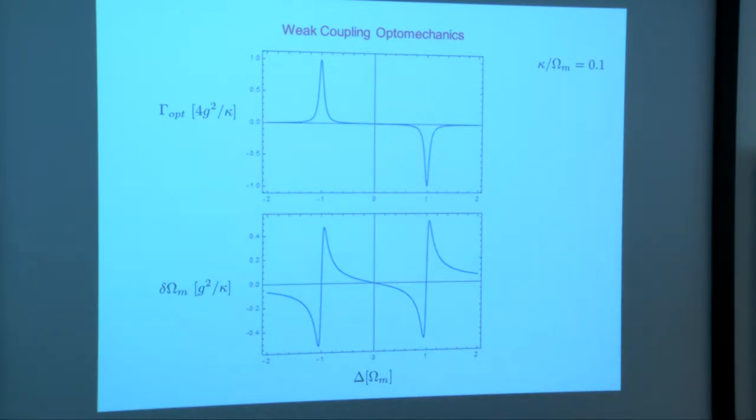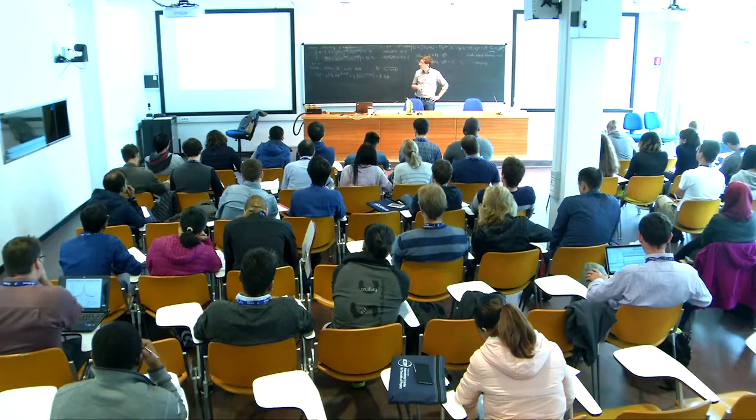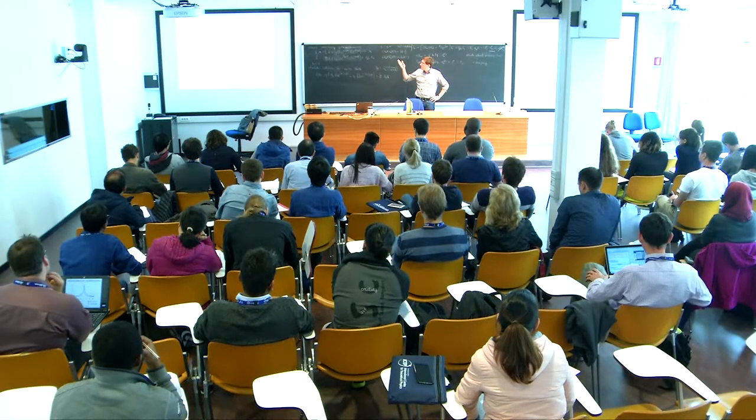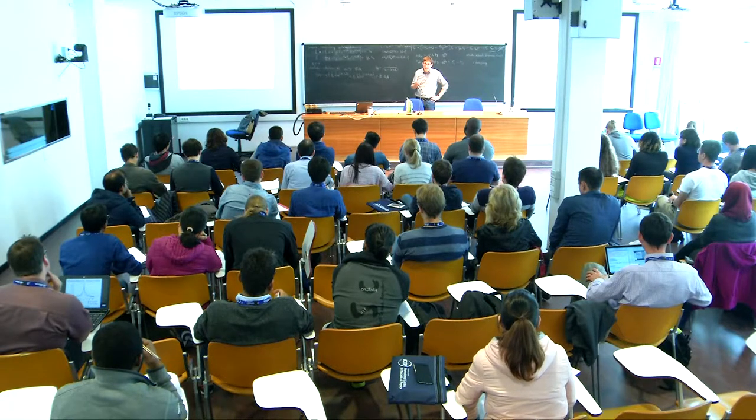So the intrinsic line widths of the mechanical oscillators with high Q values we're talking about here, think of the example of a megahertz oscillator with a Q of 10 to the 6, or even higher, 10 to the 7, 10 to the 8, we are in the hertz or subhertz regime for the intrinsic line widths. And now we are giving this thing an optically induced line width on the order of 4 g squared over kappa, which can easily be in the kilohertz regime for these scales I was talking about. So this can be an appreciable fraction of the mechanical line width itself.